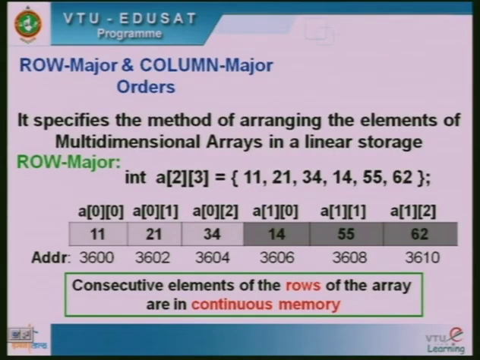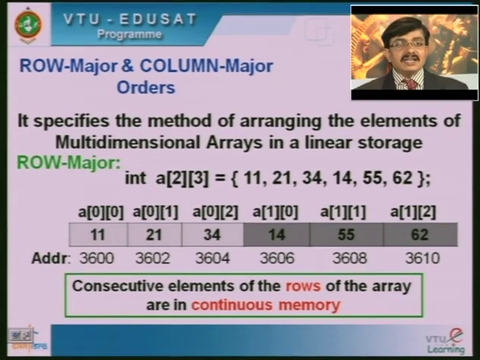Now, there are two concepts of how exactly arrays are stored in memory: the row major and the column major orders. Row major and column major basically specify the method of arranging the elements of multi-dimensional arrays in linear storage. Ultimately, arrays should be stored in a linear fashion, in a continuous memory area. But whether I store row wise or column wise matters a lot. If I store row wise, I call it row major, and if I store column wise, I call it column major order.